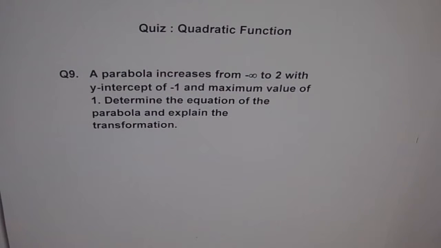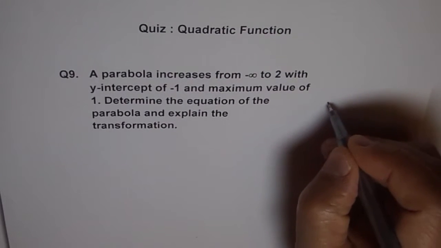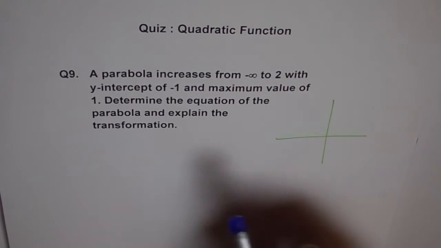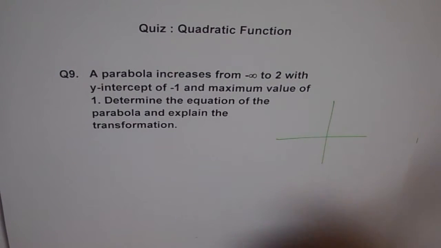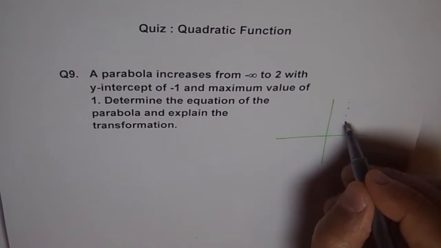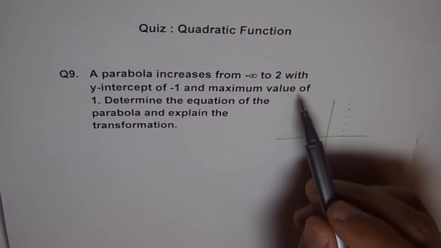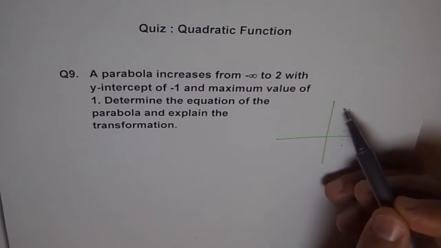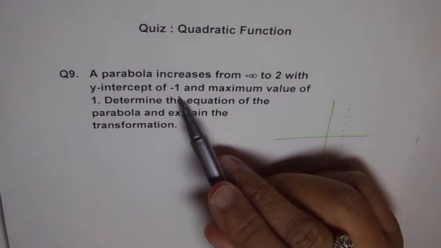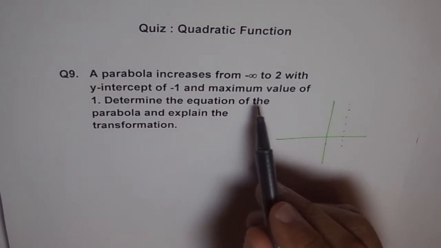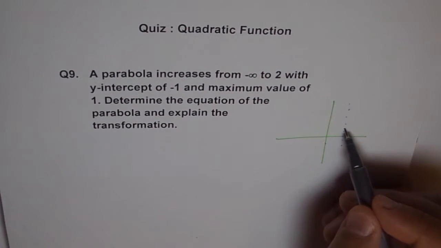Okay, so let's first sketch our parabola, so we know what's given to us. The parabola increases from minus infinity to 2. Let's say this is 2. So the parabola is increasing, that means it's going up, with a y-intercept at minus 1, so it goes through the point minus 1 here, and a maximum value of 1, so kind of here, right?